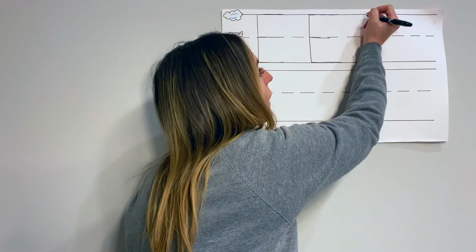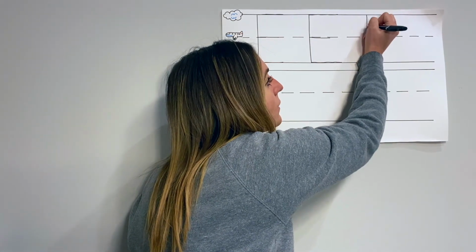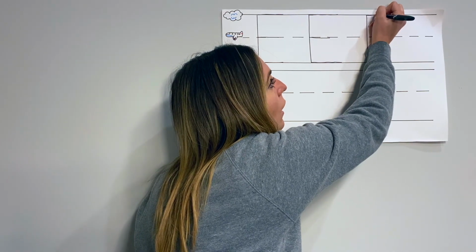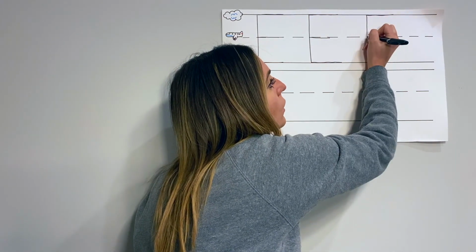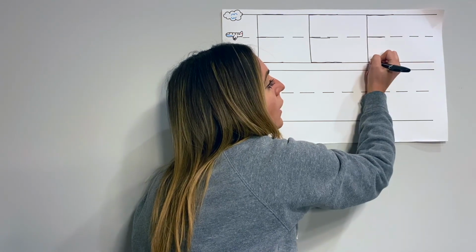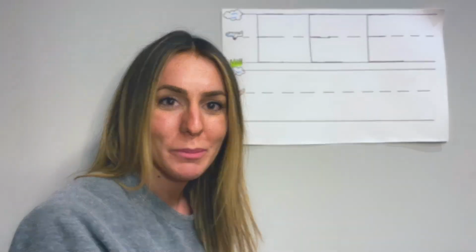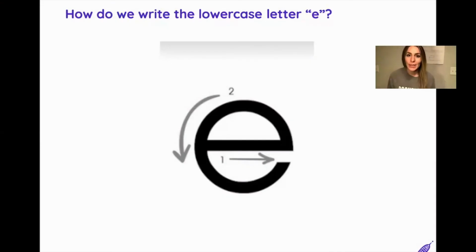Let's try one more time. Let's try it together. Start at the top, down to the bottom, across the top, across the middle, and across the bottom. Awesome job! Let's try the lowercase e.